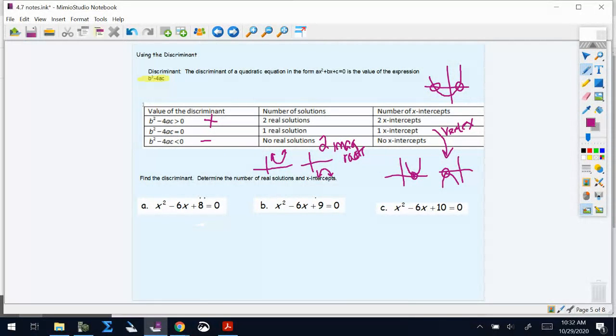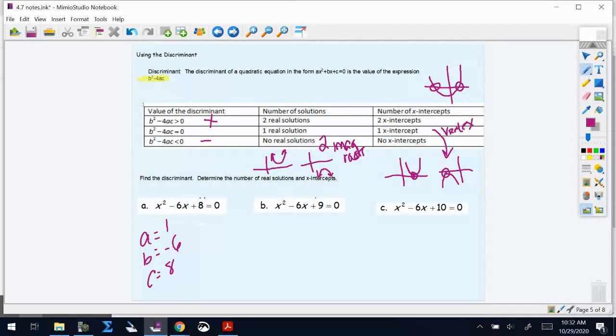So if you look at these ones on the bottom and it wants to know what the discriminant is and how many solutions it will have, I'm going to write down my a, b, and c. A is 1 because there's 1x squared, b is negative 6, c is 8. So I'm going to do b squared minus 4ac.